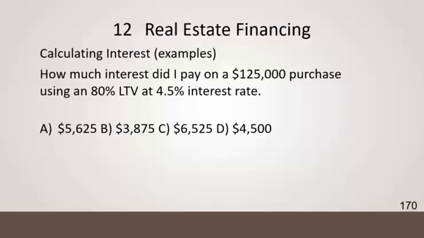It says, how much interest did I pay on a $125,000 purchase if I've got an 80% loan to value and a 4.5% interest rate over 30 years? Typically this question implies the first year. How much interest will I pay this first year, simple interest, on a $125,000 purchase with an 80% loan to value at 4.5% interest?